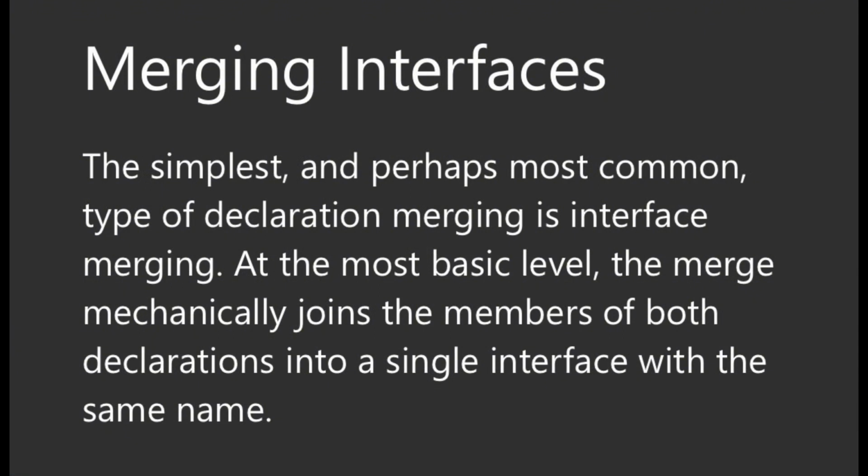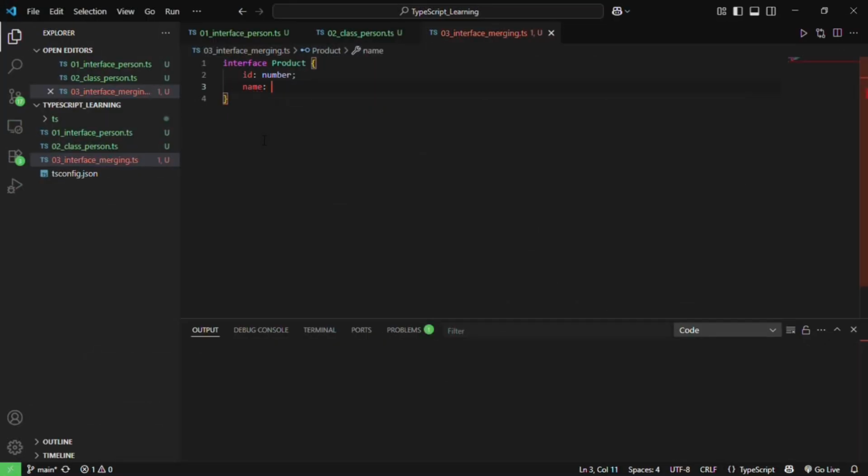So if you define multiple interfaces with the exact same name, TypeScript is going to automatically merge all those properties and methods into a single unified interface. If I have an initial product interface, perhaps let's say it comes from a node module package. Now, imagine later in your code base, you want to add more properties to this product.